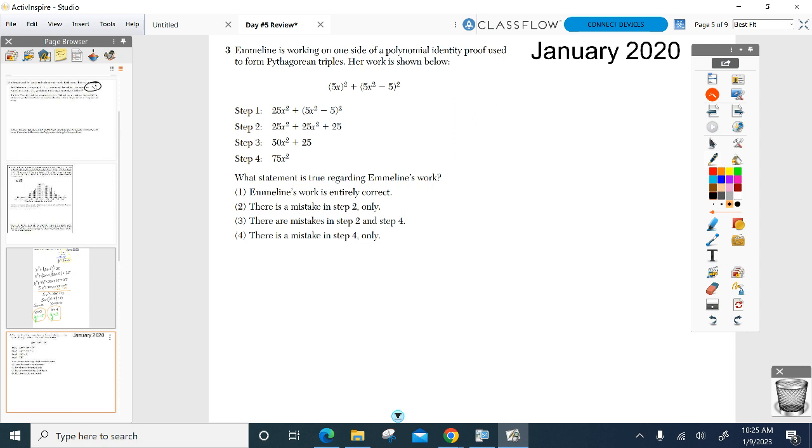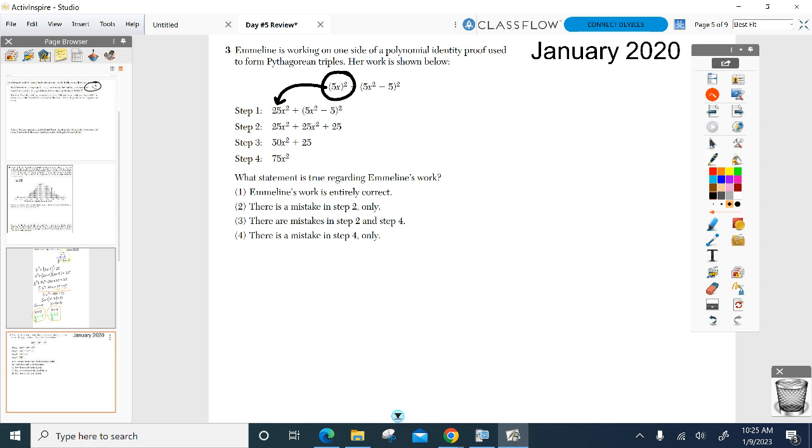Okay. So let's look at the first one. 25x squared. Looks like she took this one right here, 5x all squared, and got 25x squared. Is that correct? Yeah. That's correct. Yep, so step one looks good. Let's go step one to step two. Anybody see anything or think it's correct? She didn't double the straight. Darn right.